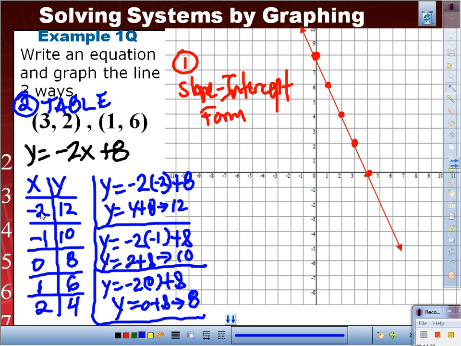Let's plot our points. -2, 12. -1, 10. 0, 8. 1, 6. And 2, 4. And I'm going to use the same one on my screen because like that I can keep everything together, but so that you also see that it's going to give me the same graph.